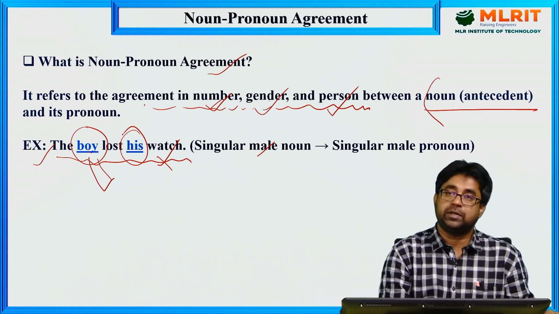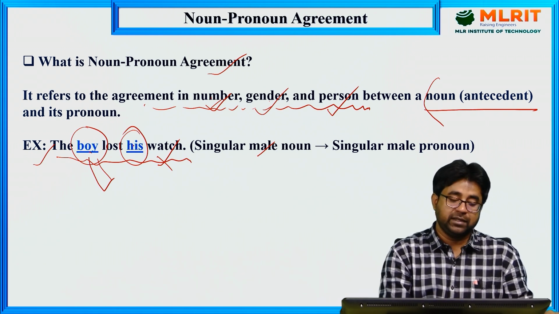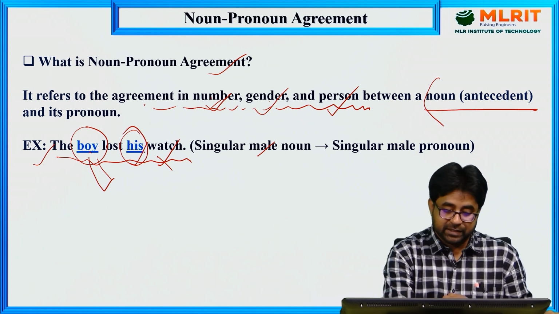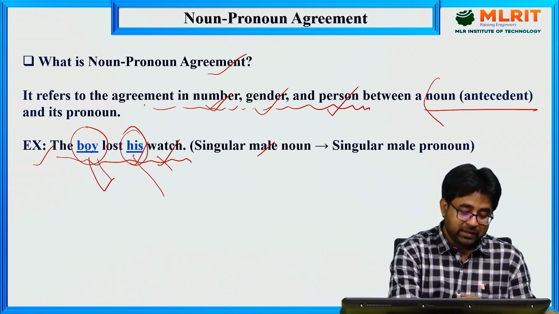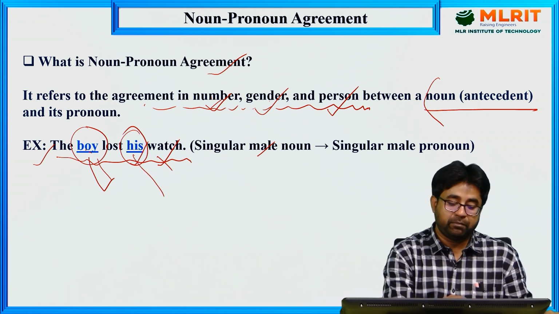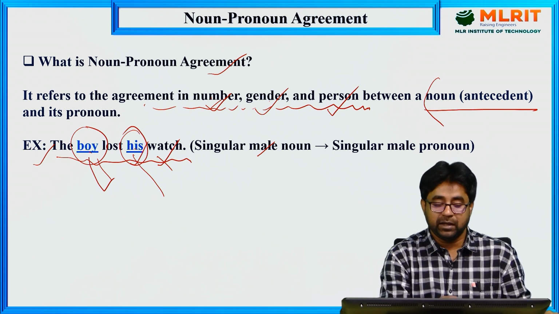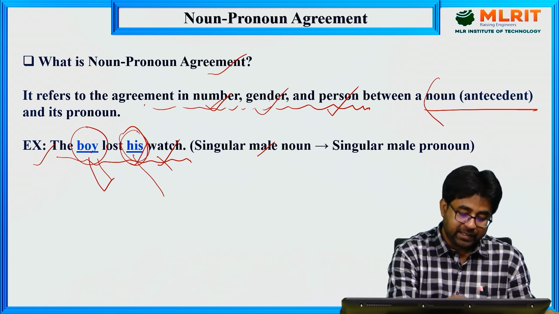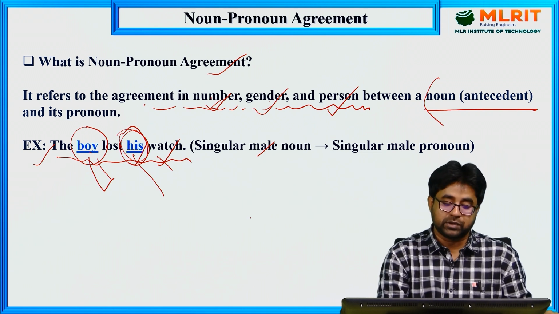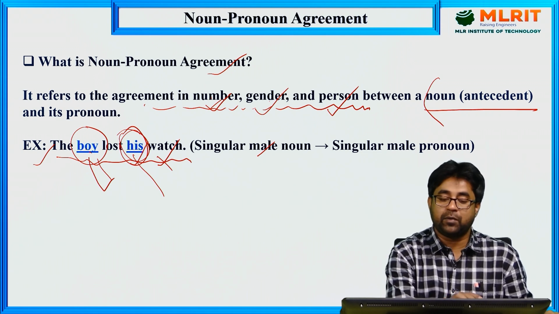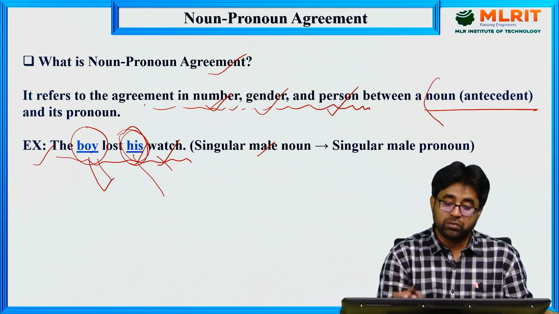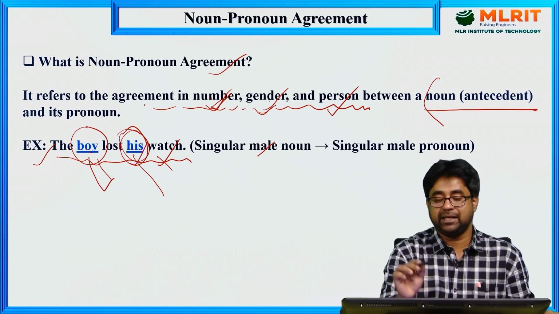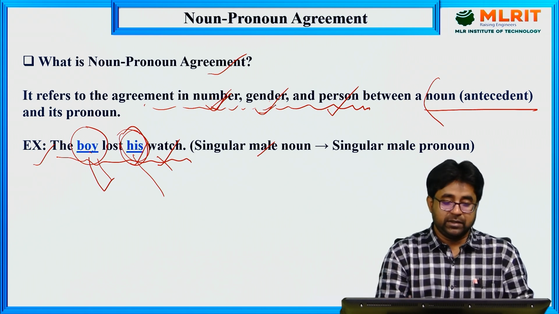Now let's come to the pronoun. What pronoun are we using for this noun? His. So his is also a singular pronoun. So this noun is singular in number, and the pronoun also is singular in number. Similarly, this noun is male, and the pronoun also is male. So here the noun-pronoun agreement is happening in two aspects. What are those? One is number, another one is gender, right? So I hope you understood.